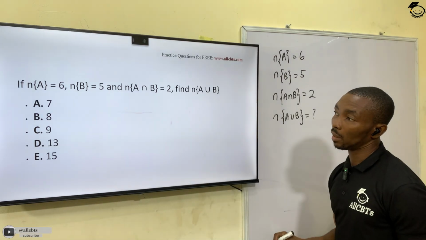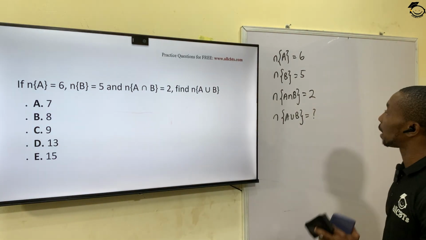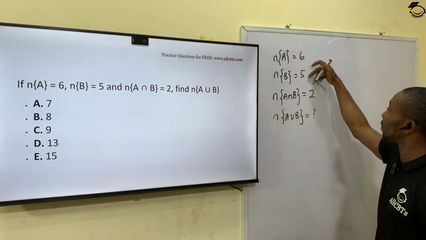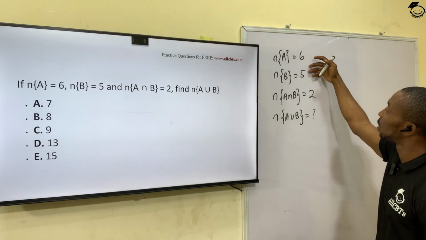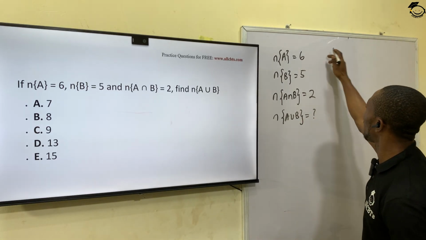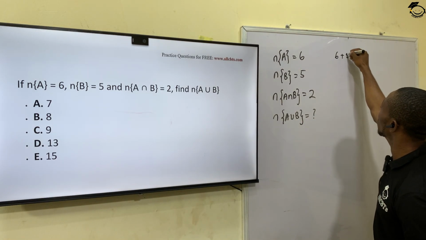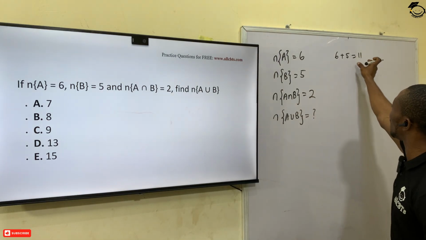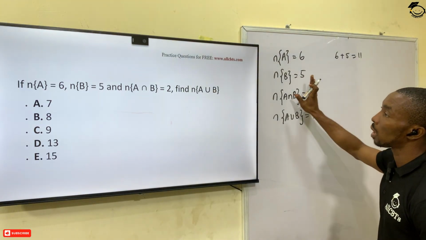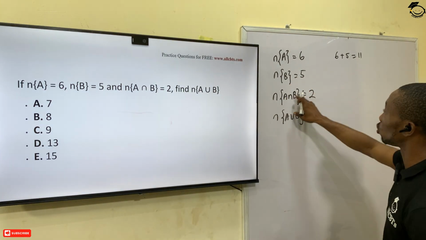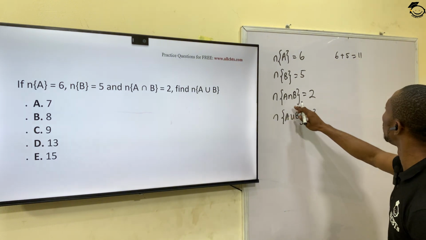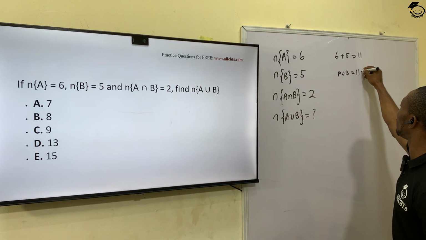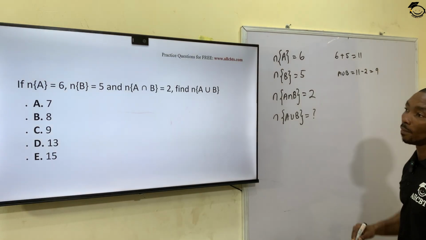Now, let me explain it in a simple way. Since we have an intersection, some elements are in both sets. For set A we have 6 plus 5, which is 11. And out of these 11 elements, 2 are common between the two. That's what we have as intersection. So for our A union B, we have 11 minus 2, which will give us 9.